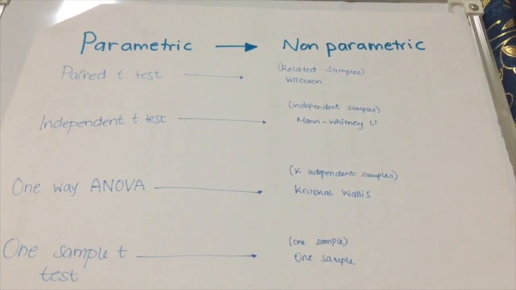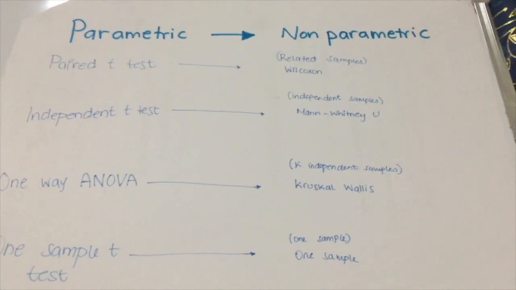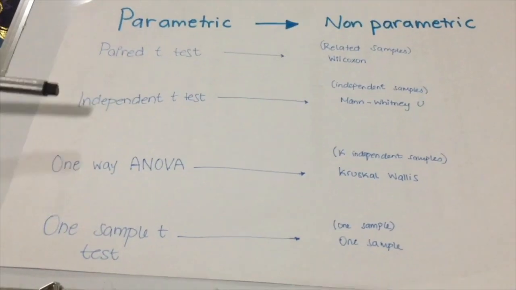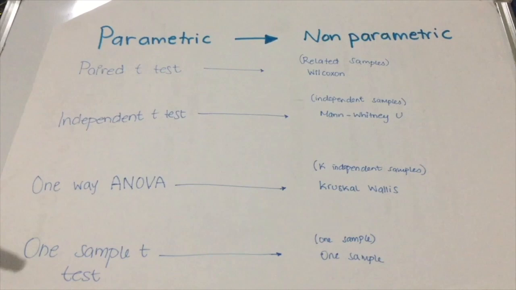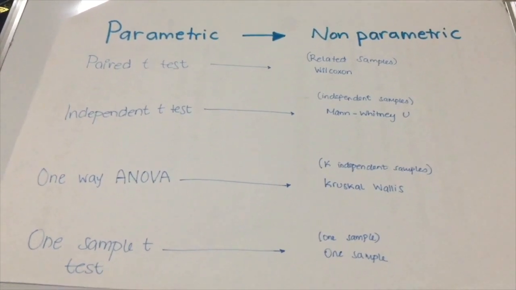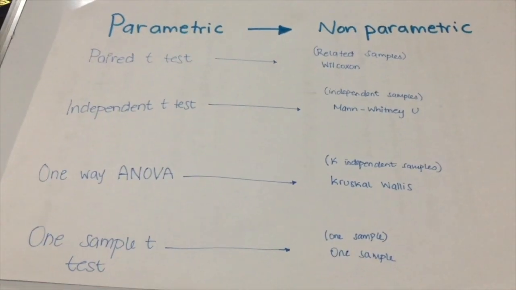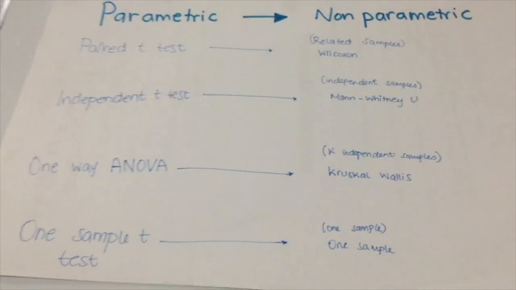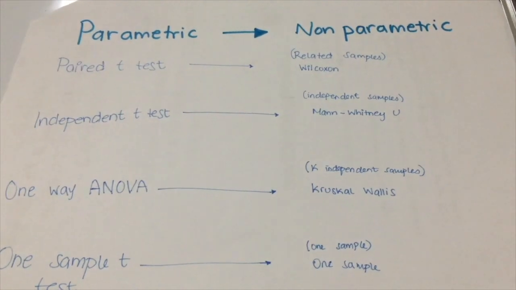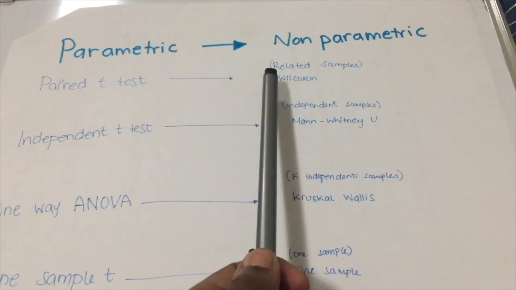So what do we understand when we say it's parametric or non-parametric? When it comes to parametric, we do the tests we learned earlier: a paired t-test or an independent t-test or a one-way ANOVA or one sample t-test. However, when it's non-parametric, the tests have different names. For one sample t-test, it's just a one sample again, so it's no problem. But for the other ones, they have other different names. The name in brackets is the name of where you find the test, and the name below it is the actual name of the test.